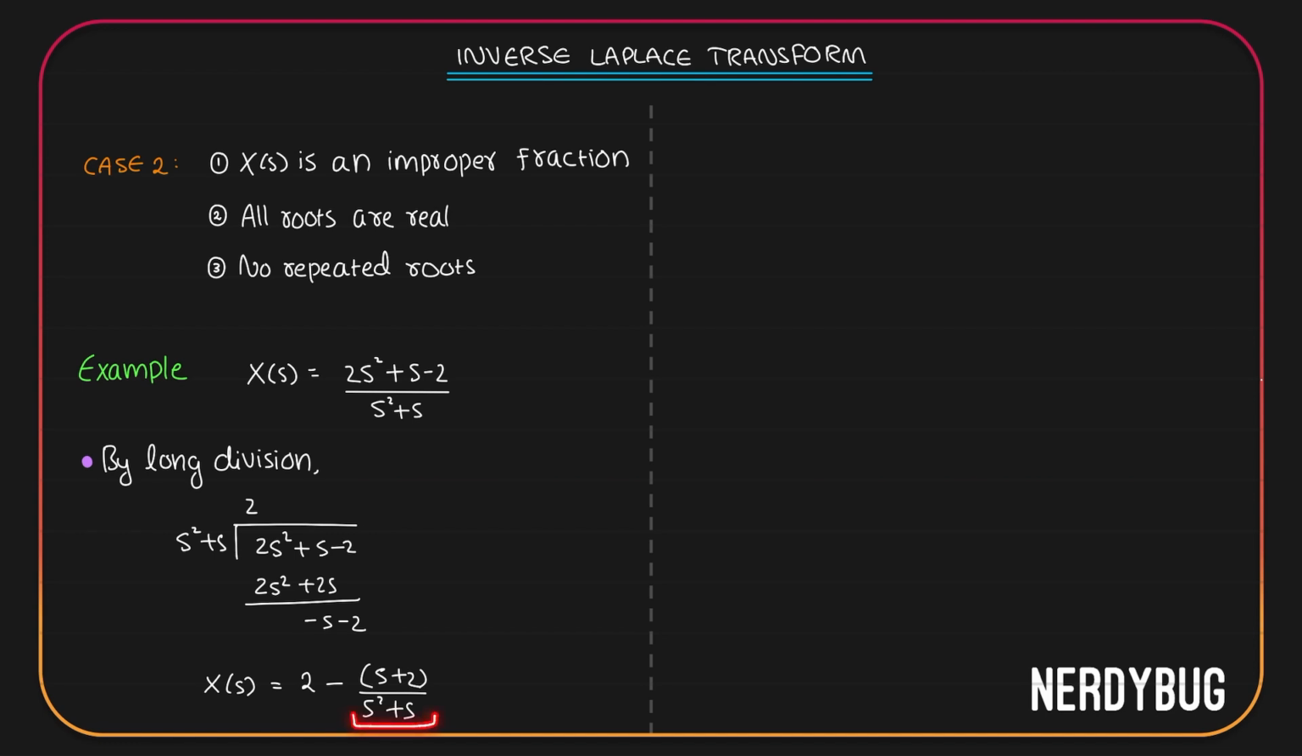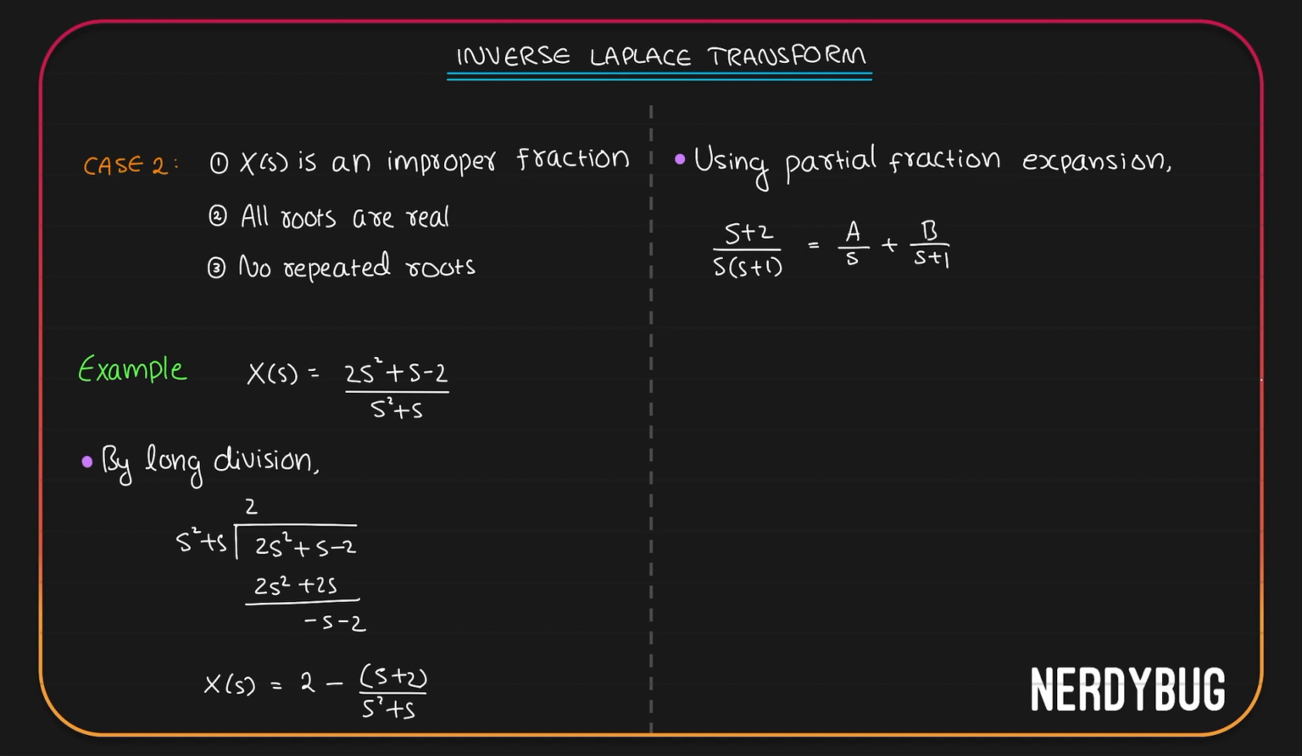This part is now a proper fraction, so we can use normal partial fraction expansion to write it in the desired form. So we have s plus 2 divided by s square plus s can be written as s into s plus 1. We want to write it in this form, a divided by s plus b divided by s plus 1. We have to find a and b, but we already have methods to find out a and b.